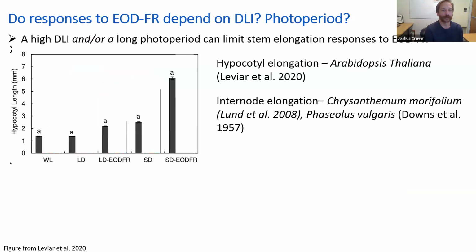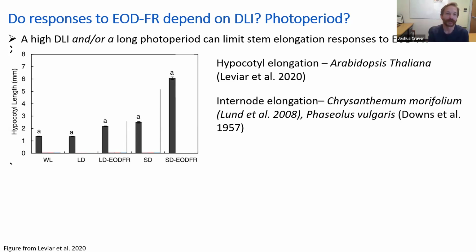And we know from past research that either a high DLI and or a long photoperiod can limit stem elongation responses, which you can see in this figure here, where Arabidopsis plants are given either a long day, LD, or a short day, SD, and then either an end of day far red treatment or no end of day far red treatment. The end of day far red treatment has relatively little effect on the hypocotyl length of Arabidopsis plants under that long day, but under that short day, you see this rapid jump in hypocotyl length. So that's one reason that photoperiod and or DLI might matter.